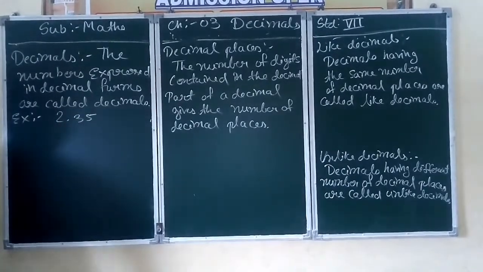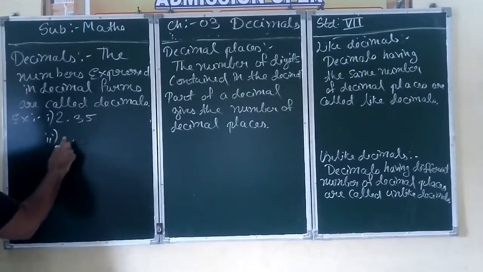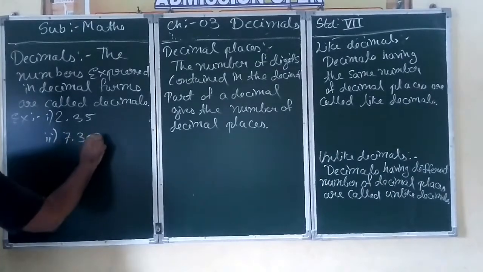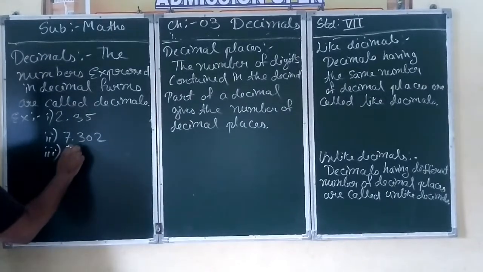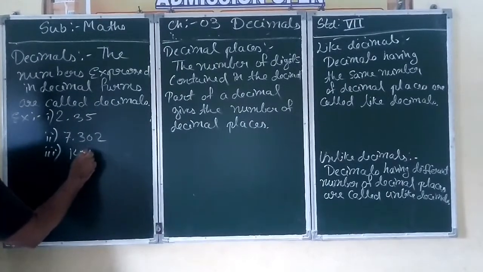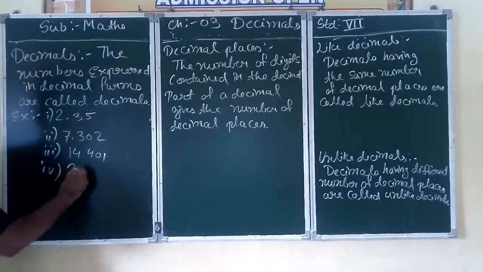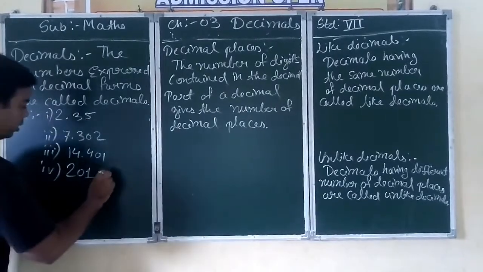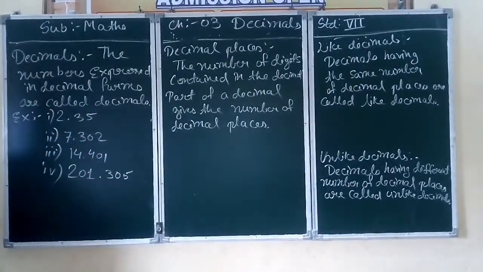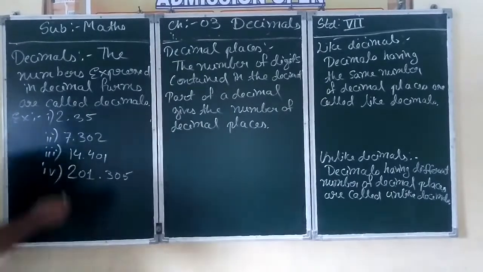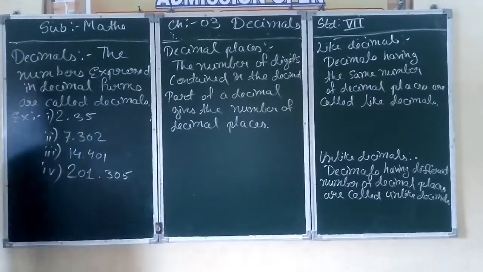For example, 2.35. Then more examples: 7.302, 14.401, 201.305. These are many examples of decimals. So to write numbers with a decimal point, the numbers with decimal points, we call decimals.